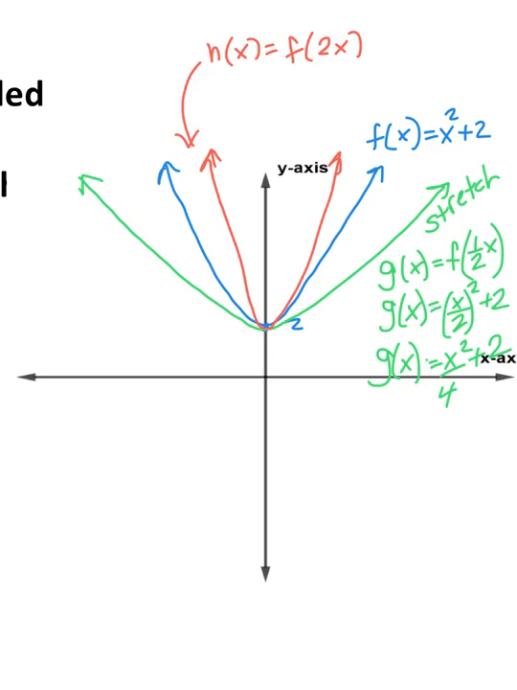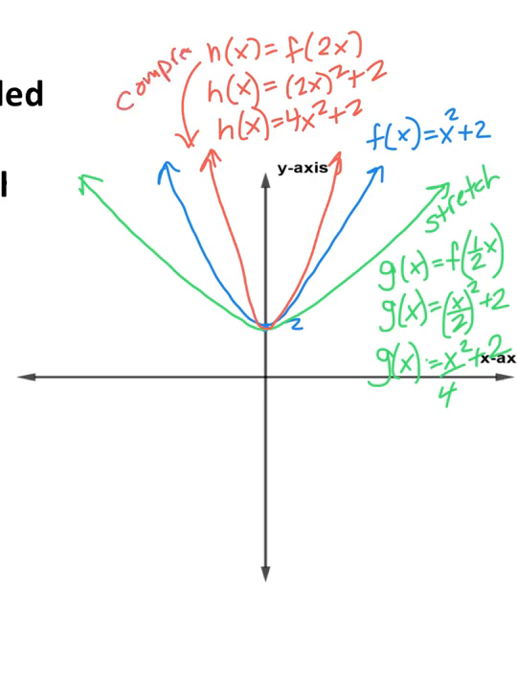That means anywhere I have x in my original function, I'm going to replace that with 2x. So if I do that, I've got h of x equals x squared. I'm going to replace that with my 2x and then square it, plus 2. That doesn't look like a 2. I'll just go ahead and simplify this. 2x squared is 4x squared plus 2. So let's go ahead and label this compression. I'm running out of room here.